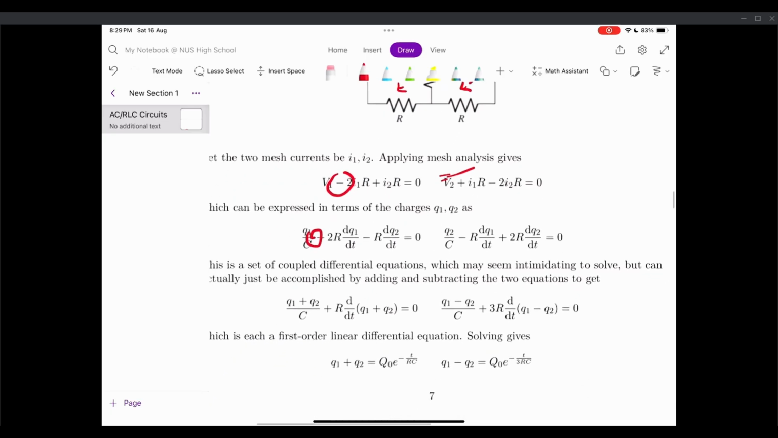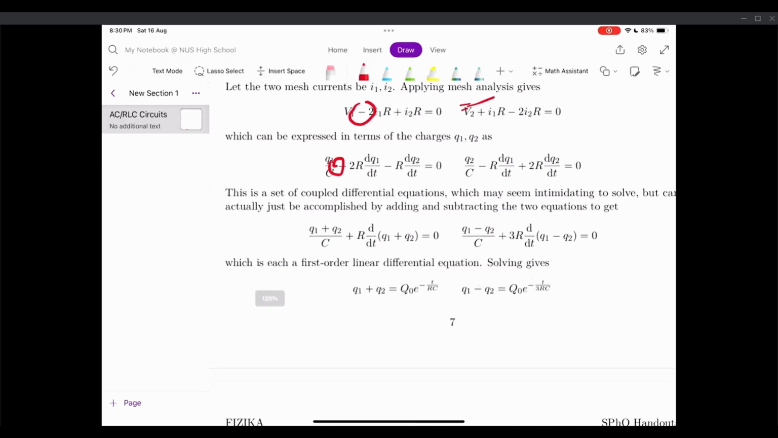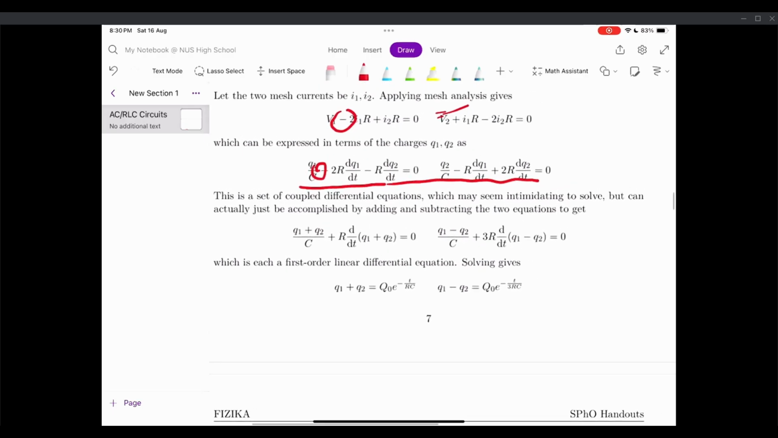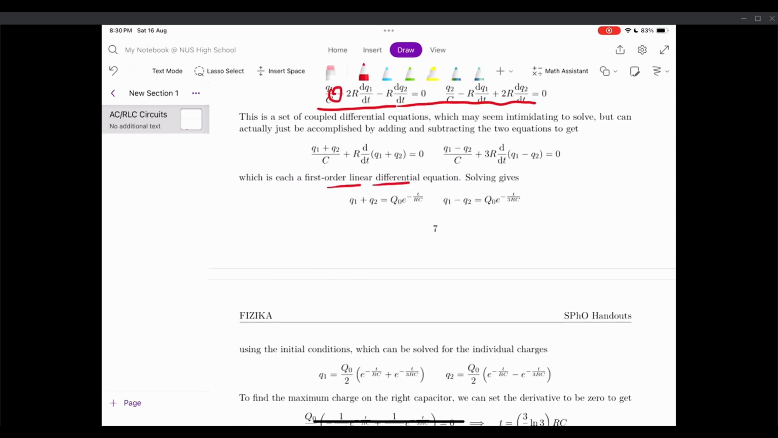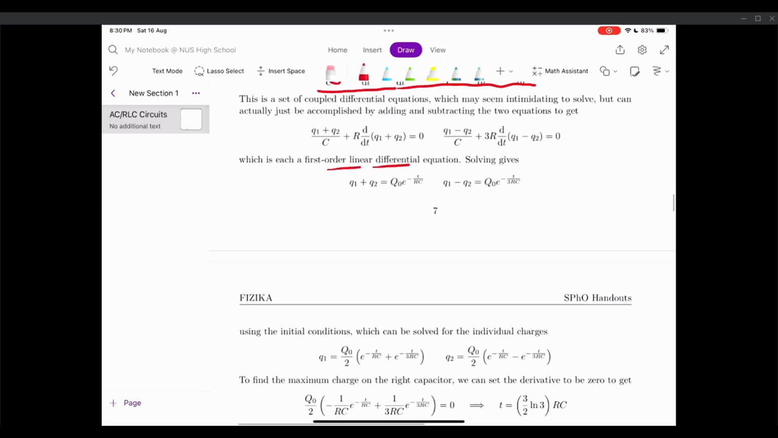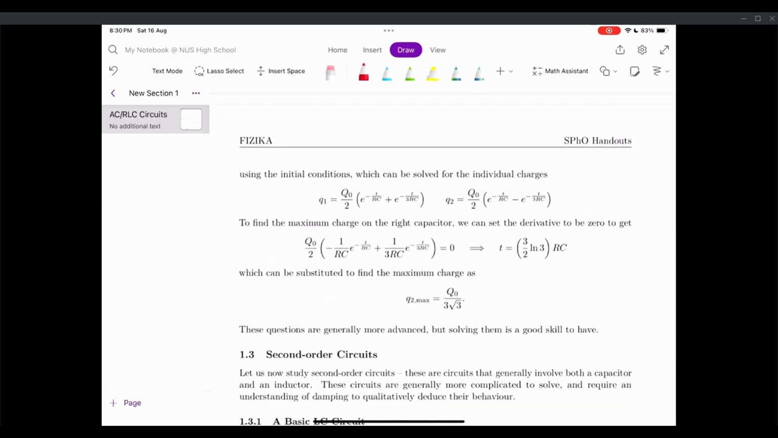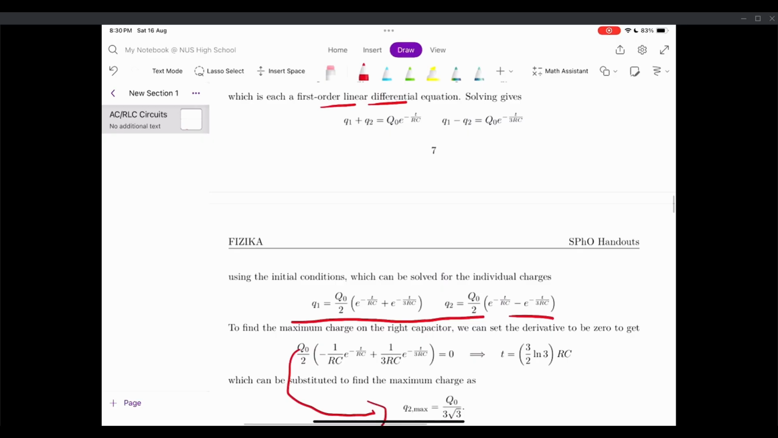I won't go through the rest in depth, but you can solve this coupled system of differential equations by adding and subtracting both of them, and you get that they're now first order linear differential equations, which you can solve like this. That gives you the explicit time dependence, which can then be used to solve the rest, which is just math. These are just the normal modes, etc.